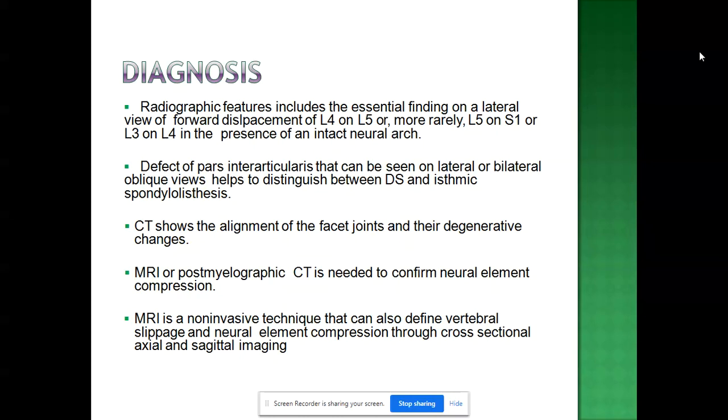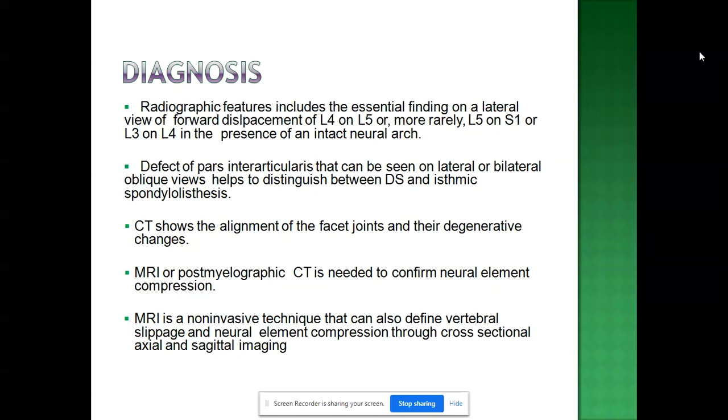If we take the lateral view of the X-ray, then we can see, suppose L5 is having spondylolisthesis on S1, so L5 is slipping forward on S1, L4 is slipping forward on L5, or L3 is slipping forward on L4, so that we can see on the lateral view of the X-ray. So we have to take the X-ray of the lumbar spine, mainly the lateral view, which will give us a clear idea whether the patient is having spondylolisthesis or not.